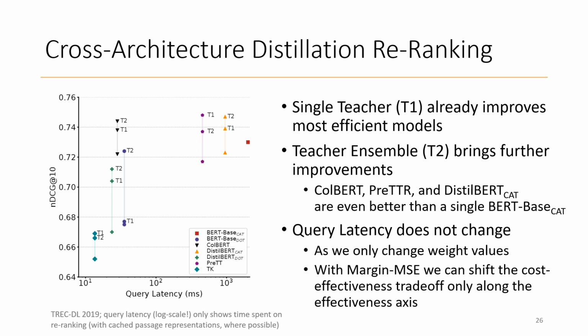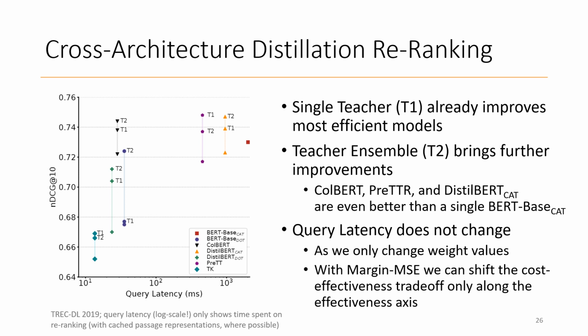In our experiments, we looked at what happens with a single teacher and what happens with an ensemble of different BERTDOT base models. And what we found is a single teacher already improves most efficient models most of the time, and then adding a teacher ensemble mostly brings additional improvements. So Colbert, pre-TTR and DistilBERT-CAT are even better when trained on a teacher ensemble than a single BERT-based CAT model.